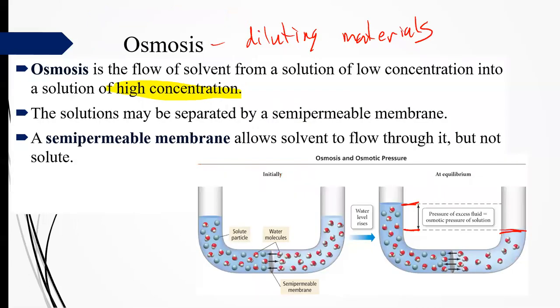So we just want to remember that osmotic pressure is happening because our solvent is flowing from the dilute solution to the more concentrated one. So we're trying to slowly make the concentrated solution less concentrated.